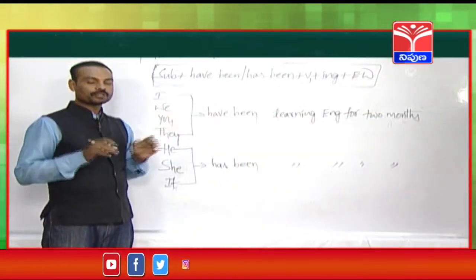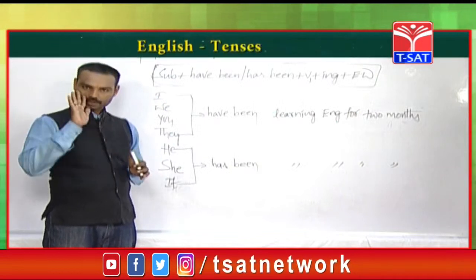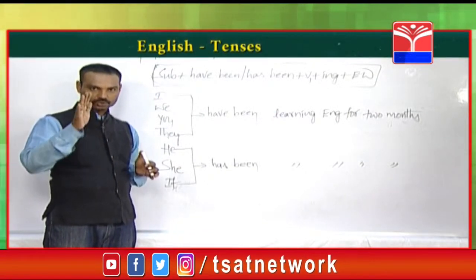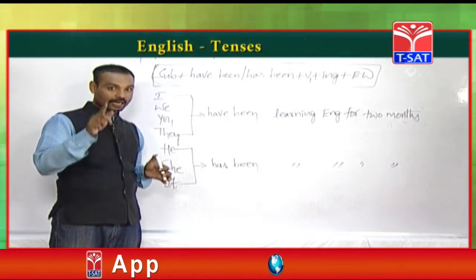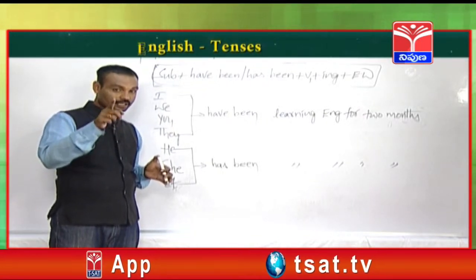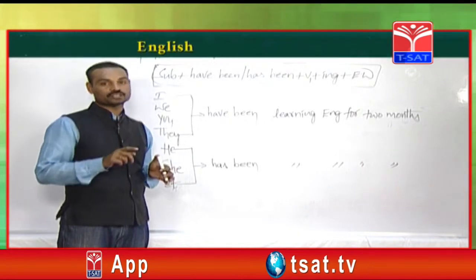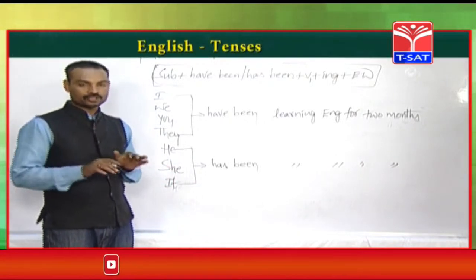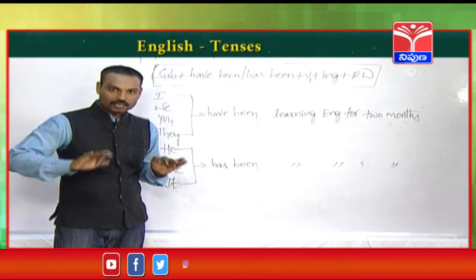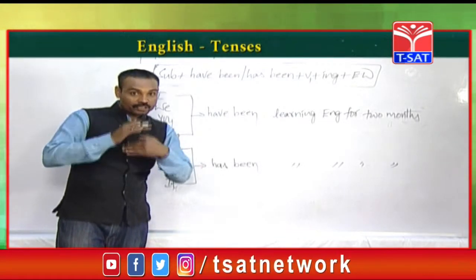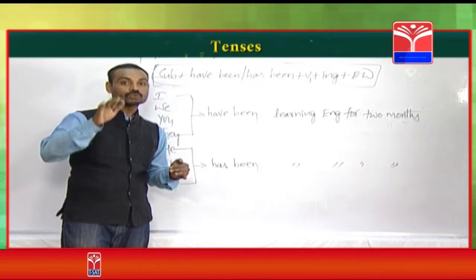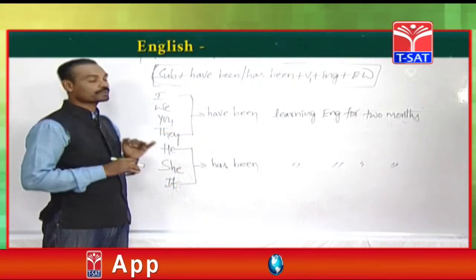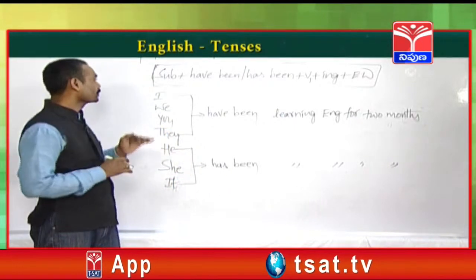So now I am going to tell you the definition of this tense. The tense which is used to indicate an action which was started in the past, and the action which was started in the past that should be going on even in the present. So an action which was started in the past that should be going on even in the present. Up to now that should be going on. So to tell such works, we should use present perfect continuous tense.